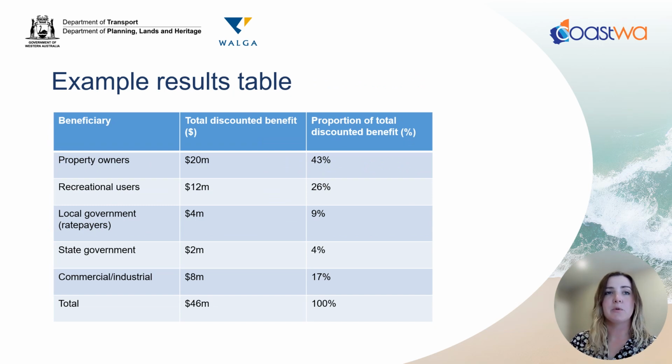So this is just an example results table. So we've got all our different beneficiaries that we just saw. You'll get a total discounted benefit for each, most likely, and then you also will see a proportion of the total discounted benefits. So in this hypothetical example, your property owners have got $20 million in total discounted benefits, and that's 43% of the total discounted benefits, compared to, for example, state government, which has $2 million at 4%.